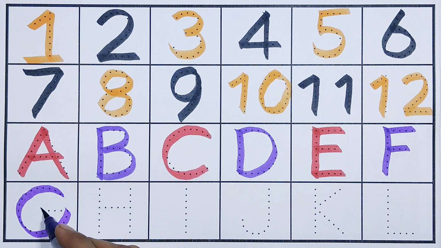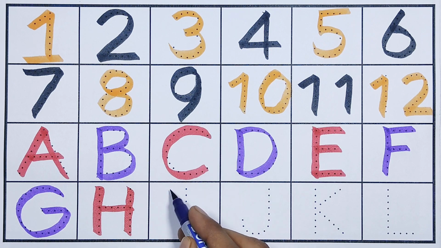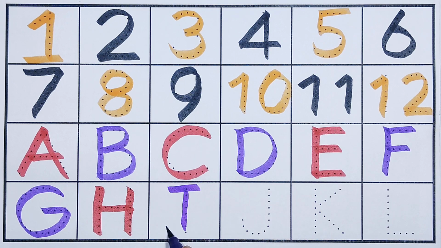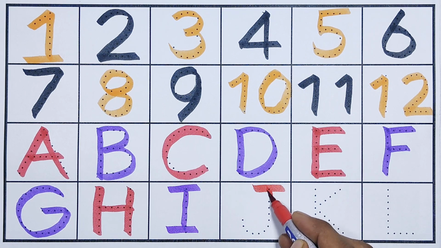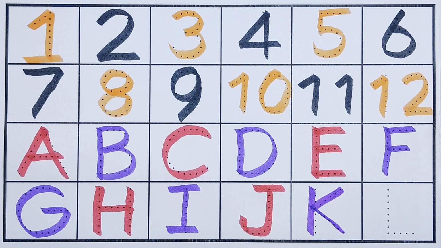G for grapes. H for horse. I for island. J for jacket. K for kangaroo. L for lion.